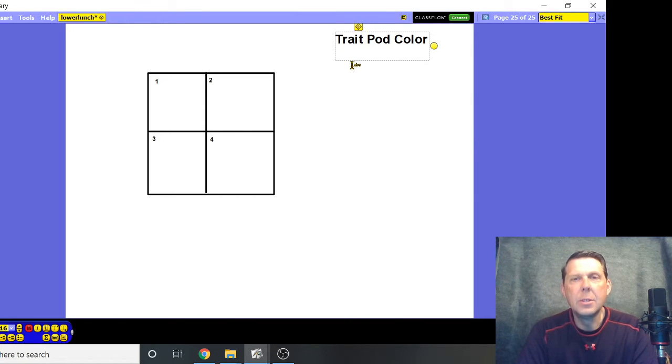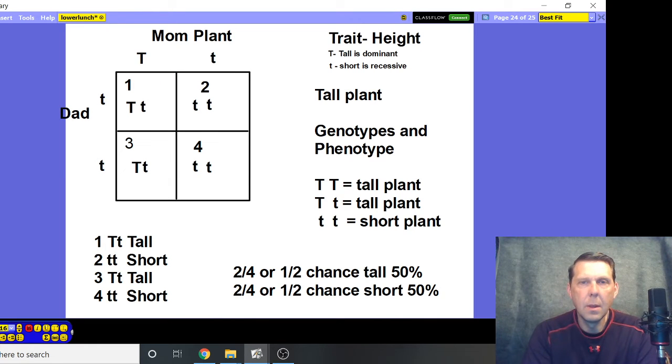Dominant is a trait that will appear in the organism. If you have the dominant trait, you will see that. Okay, like yesterday, tall was dominant. So anytime that the offspring had a capital T, the plant was tall. Even if there was a big T and a little t, the dominant trait wins. The recessive trait is the one that gets covered up.